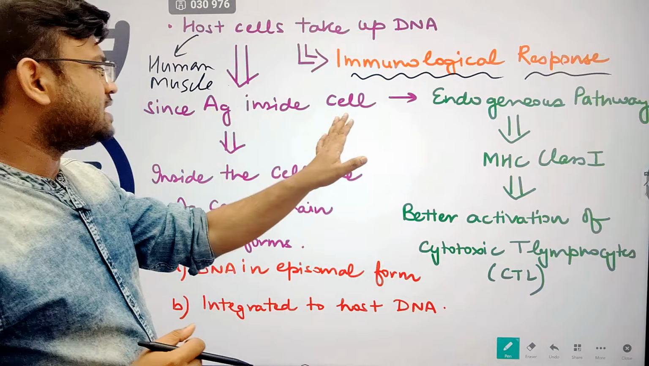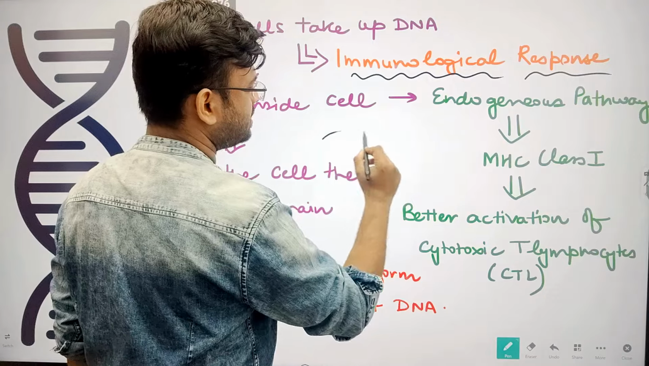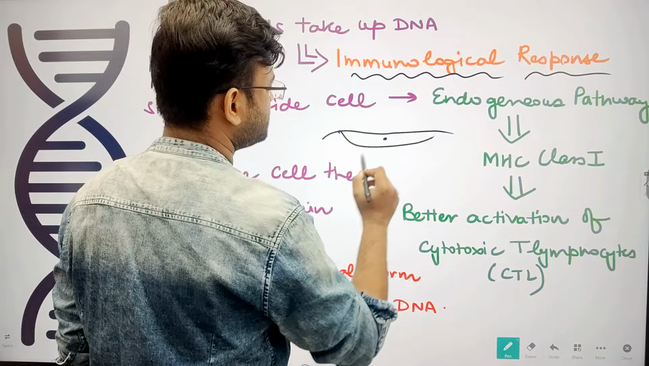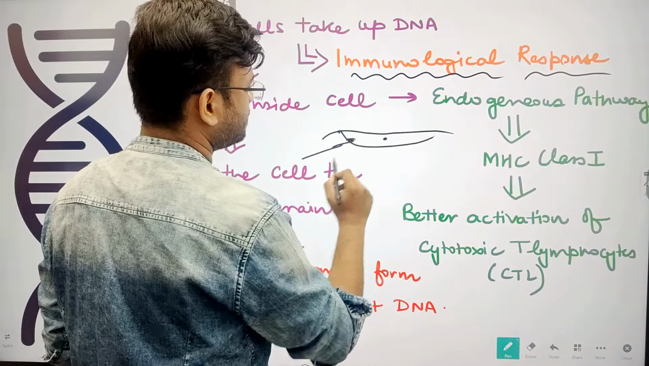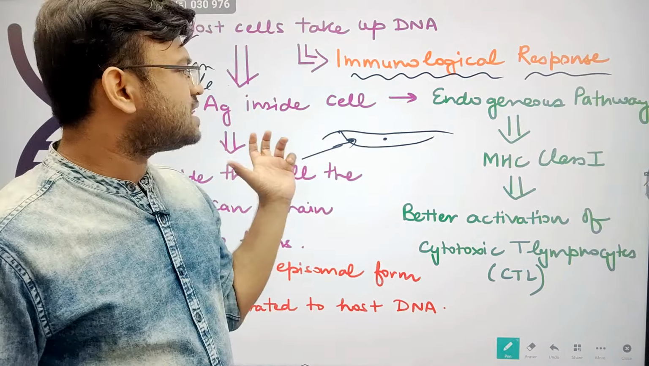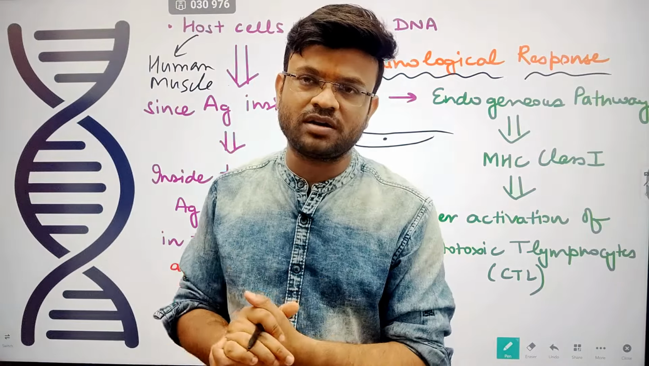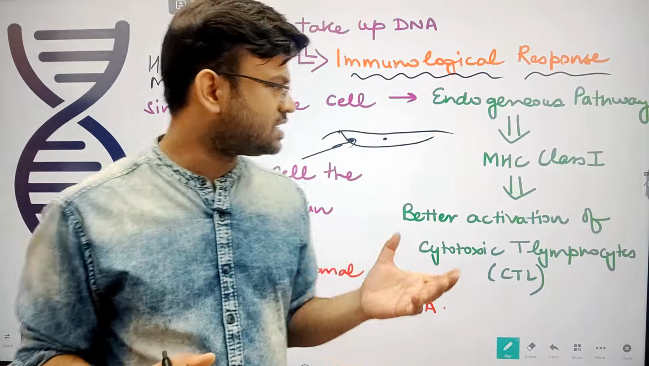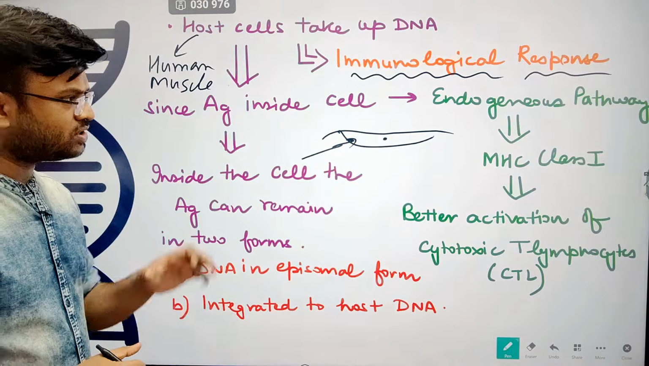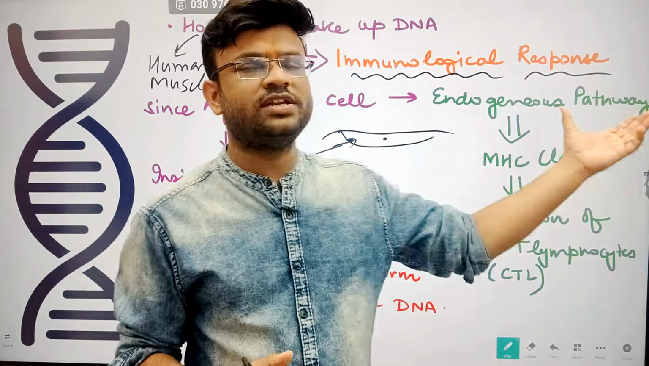Since the antigen is inside the cell, now you know you have injected, this was the cell, let us say this is a muscle cell. Now you have injected your plasmid DNA inside the muscle cells. What will happen? Every cell has the capability to identify the foreign protein. The same thing will be happening with this muscle cell also. It will be identifying the foreign protein through the endogenous pathway.